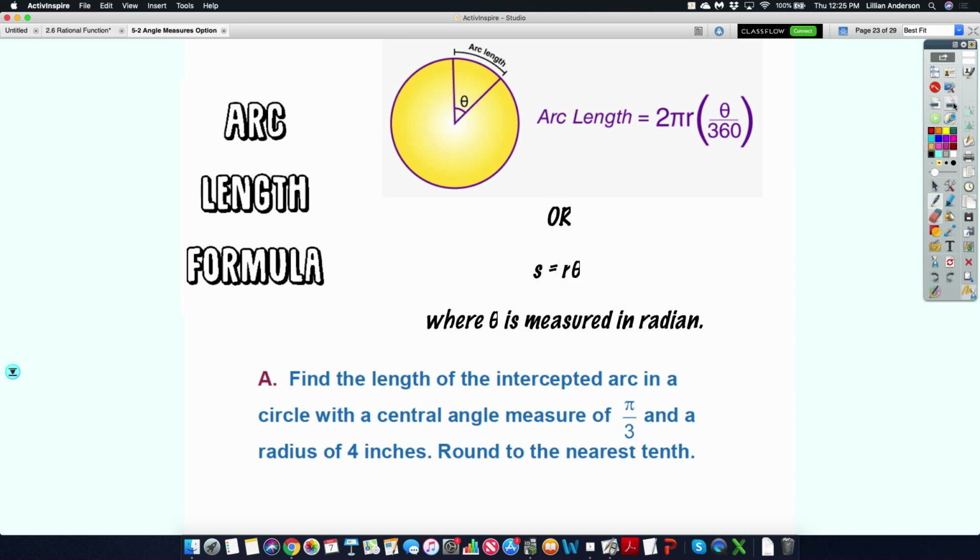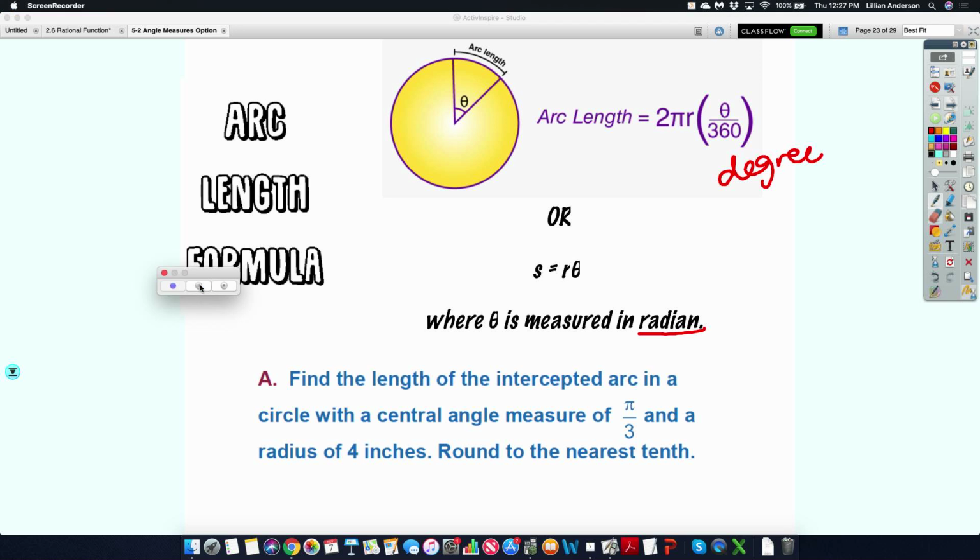All right. Last thing, arc length is another angle measurement. Okay, you have the formula for arc length. It's basically a part of the circumference. It's the formula 2 pi r times theta over 360, where theta represents your angle in degrees. Or it's s equals r theta if your angle is given to you in radians. Okay, they both do the same thing, except one is used when you're given the degree, and the other one is used if you're given the radian.